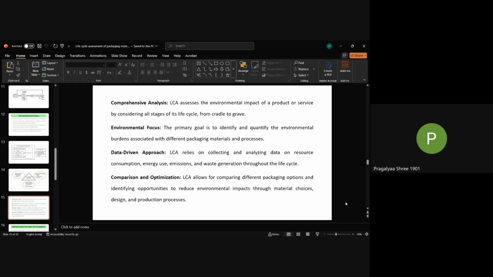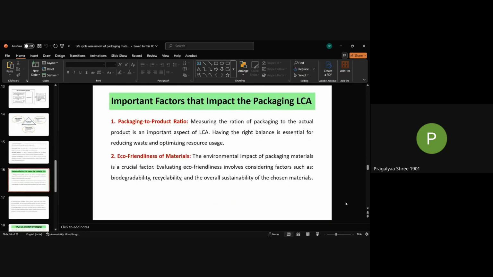There are different packaging materials like polypropylene, polyethylene, and then you have other PC, polycarbonate, and then PLA is there, polycaprolactam and PCL is there. So different materials are available. So you can compare the different packaging options and identify the opportunities that will reduce the environmental impact of the material. Okay. So the important factors, next is important factors that impact the packaging of LCA.